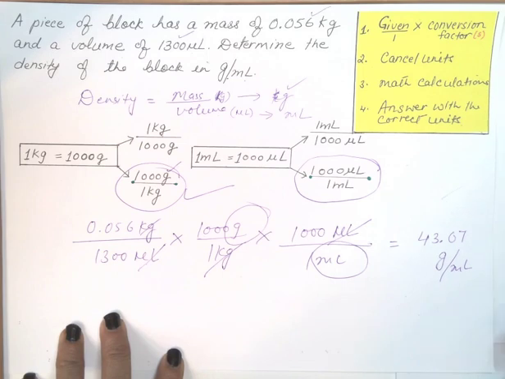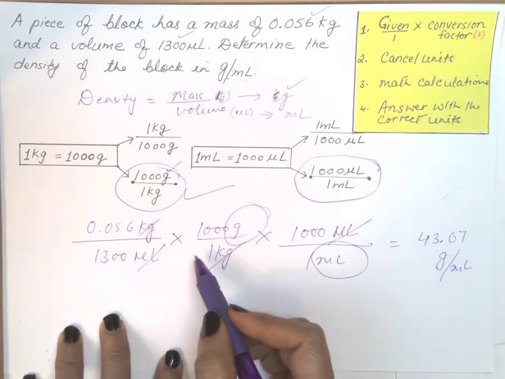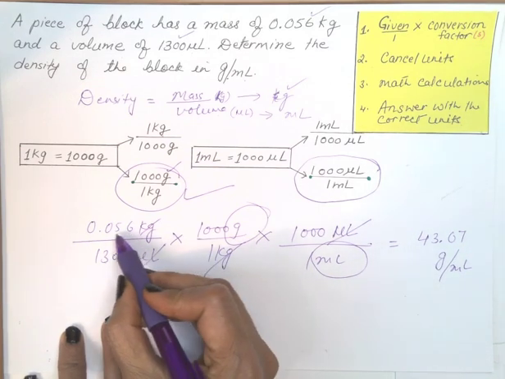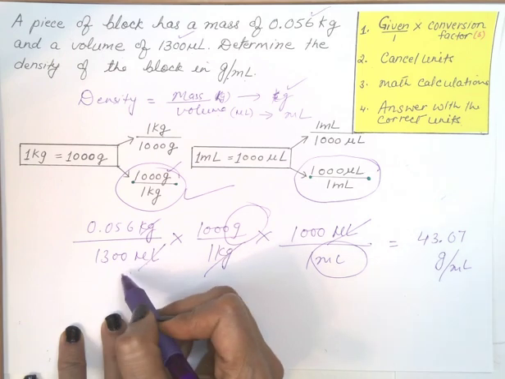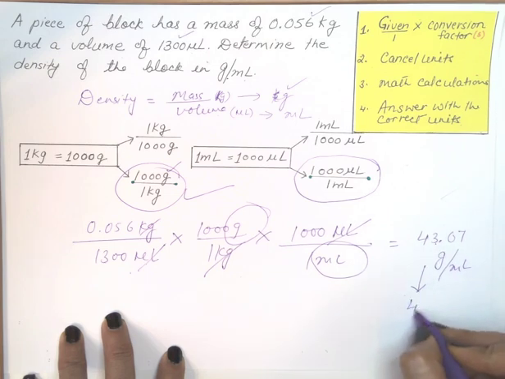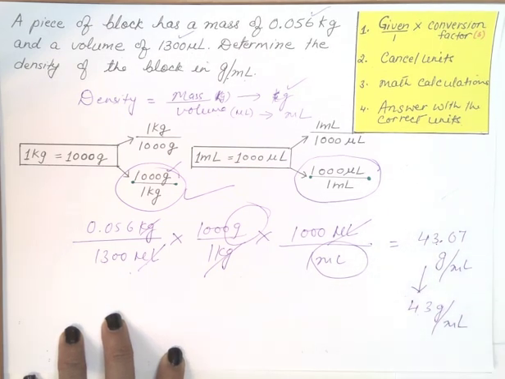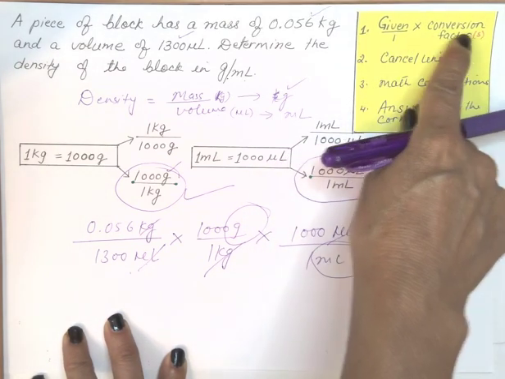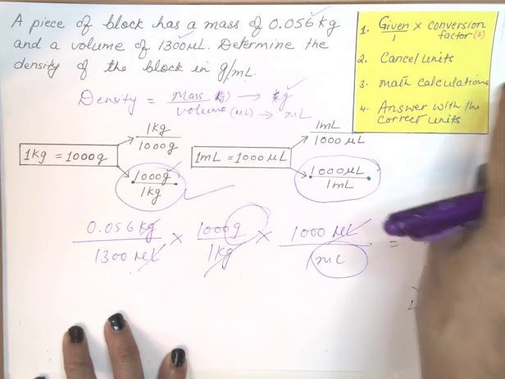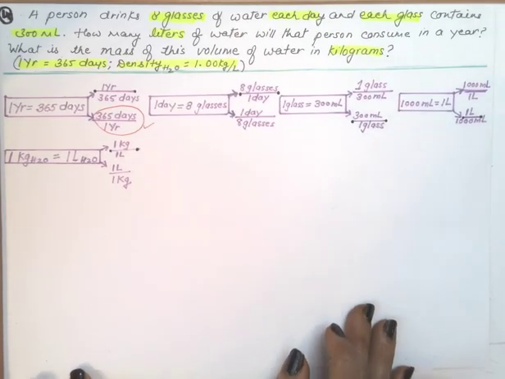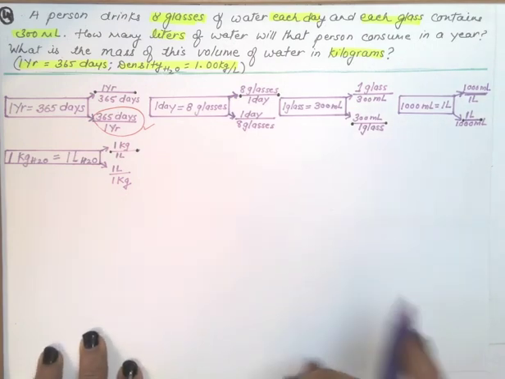Now regarding the sig figs, guys, whenever you follow the rules of sig figs for division or multiplication, you go by the least number of sig figs. Here you have 2. Again here also you have 2. So your answer should not have more than 2 sig figs. You're going to round off here and it becomes 43 grams per mL. Okay, keep reading the steps again. From here you always start from the given, then times conversion factor, unit cancellation, math calculation, and answer with the correct units. Now let's do the problem where I have 5 conversion factors.